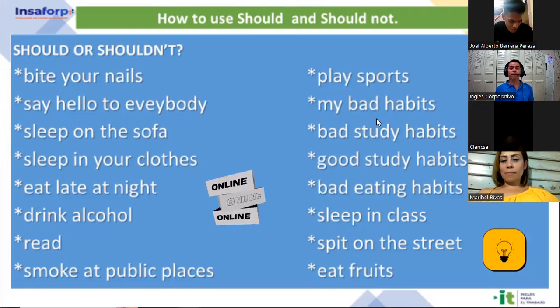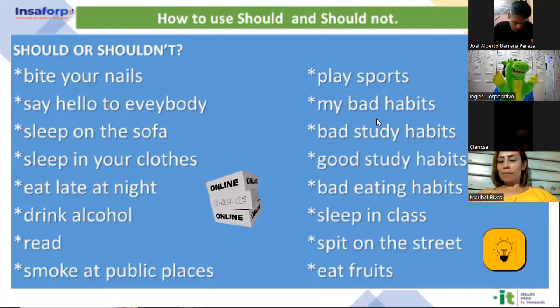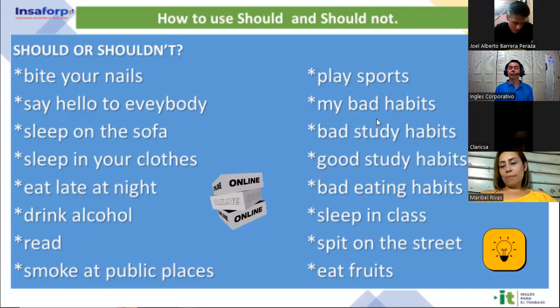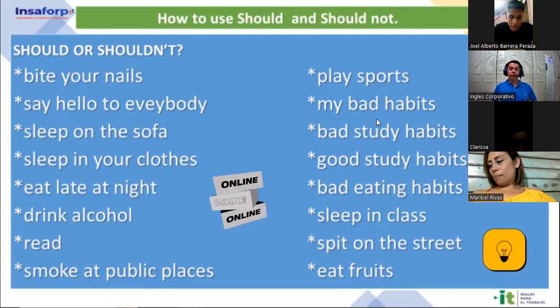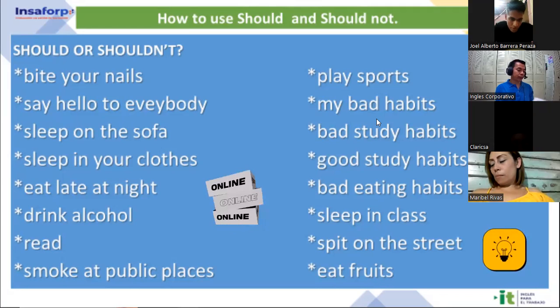Okay. I should eat fruit. Excellent. Continue. Study English. Good. I should sleep in your clothes. I shouldn't smoke in public places. I should read a book. I should read a book. I shouldn't drink alcohol.